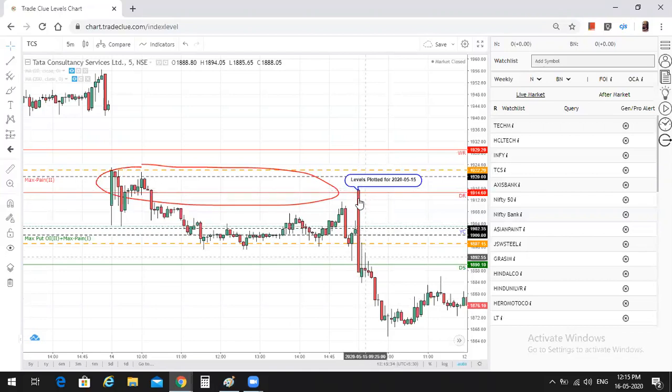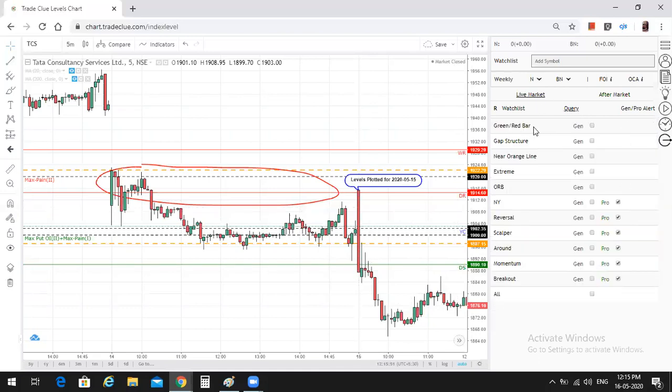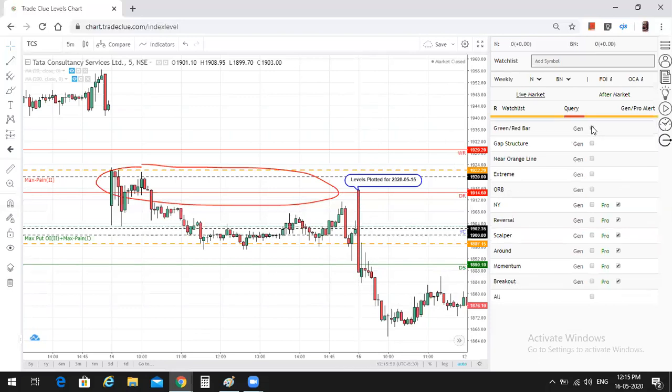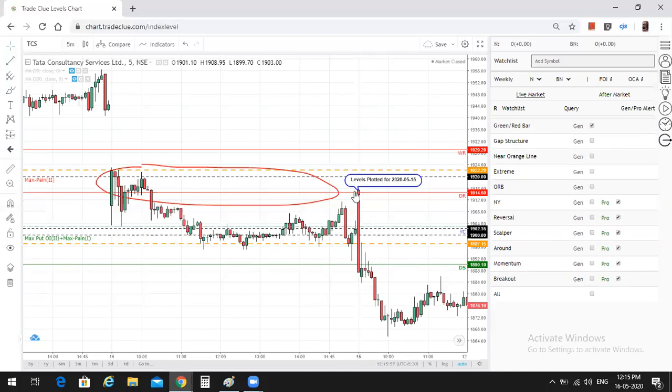So you need to do your risk management, how much to trade and when to trade, all through using the important red bar plus the important levels which are given. Now we have a query in the live market. If I go into the query section, there is something called green red bar. When I click on this green red bar in the live market at 9:15, you will start getting which stocks are showing this complete red bar. The stocks which show a complete red bar can clearly be seen and then acted upon.